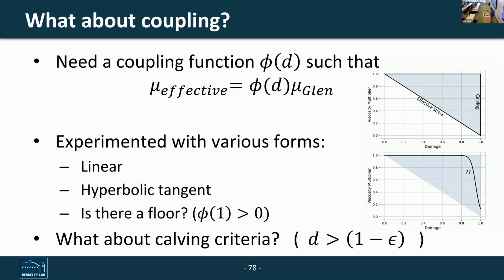People generally assume it's a linear thing, right? The obvious choice is 1 minus D. So if damage is zero, the multiplier is one. If it's fully damaged, the multiplier goes to zero. We experimented with different forms, for example linear and hyperbolic tangent, a couple that we tried.